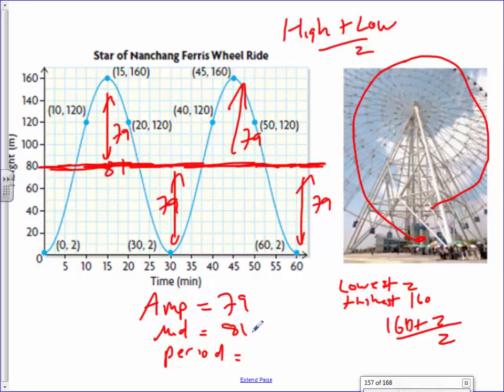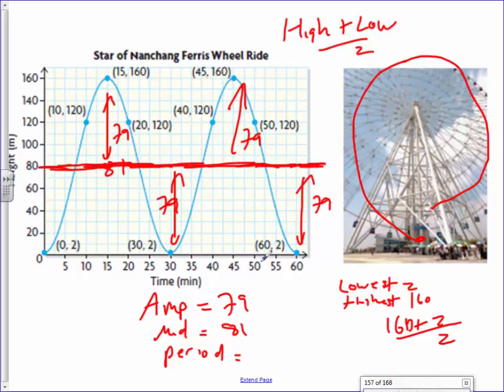How about the period? How long does it take for this Ferris wheel to go all the way around the cycle once? 30. You're right. That one is correct. Here's how I might figure that out. Here it was at the bottom at 0, and then it's back at the bottom at 30. And it's back at the bottom again at 60. It looks like every 30 minutes it goes around.